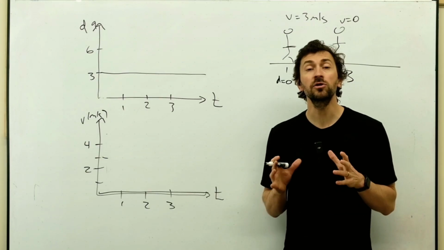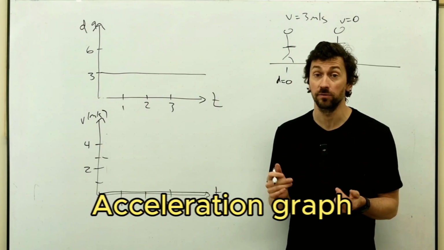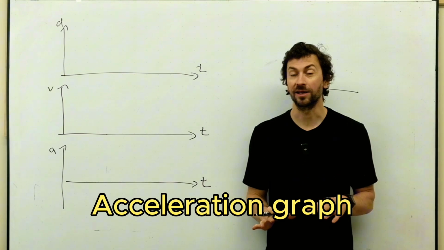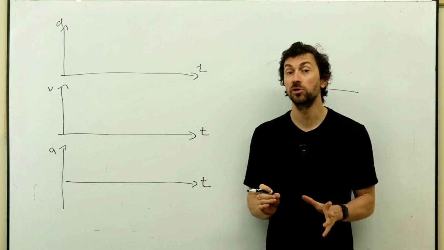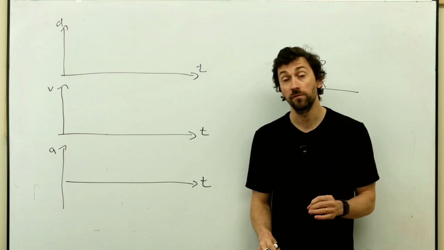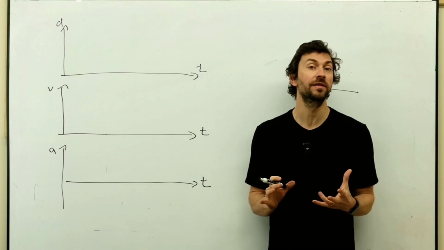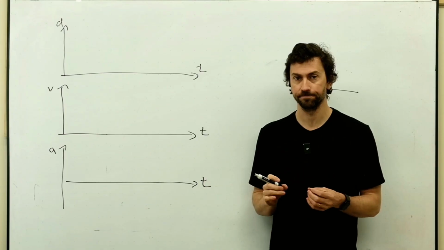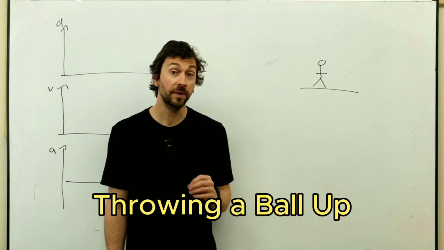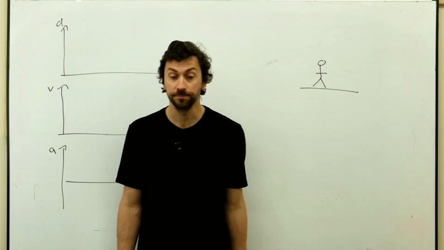Okay, let's introduce the third one. We have displacement, velocity, and also acceleration. So now I have 3 motion graphs, one for displacement, one for velocity, and one for acceleration. Now we're going to depict all 3 of these things for one situation. Let's imagine there's this person and they're holding a ball and they throw it upwards.